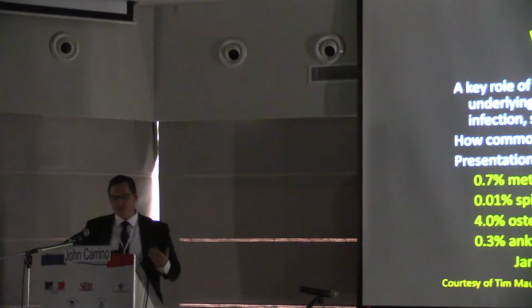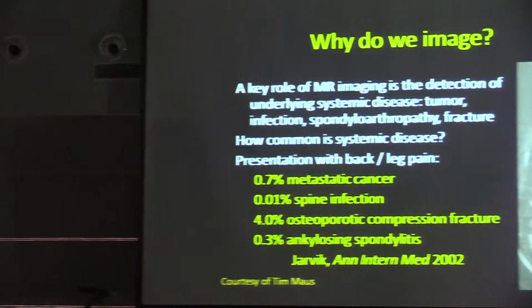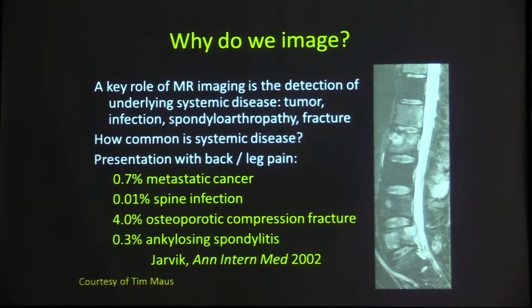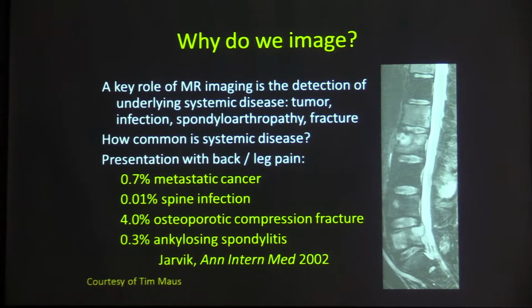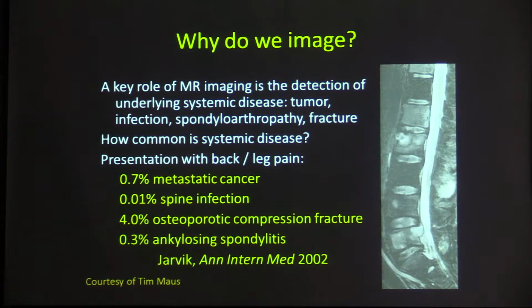So why do we image? Well, a key role for MRI is the detection of underlying systemic disease. So MRI is exquisite at not only the depiction of the pathoanatomy, which we'll talk about, but for detecting lesions such as tumors, infections, spinal arthropathy, and fracture. So MRI is really great at seeing those types of lesions, especially when they have lots of water around them on our fluid sensitive sequences.